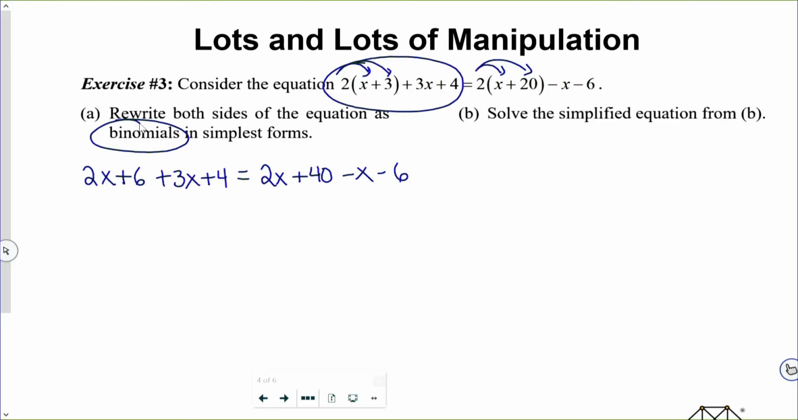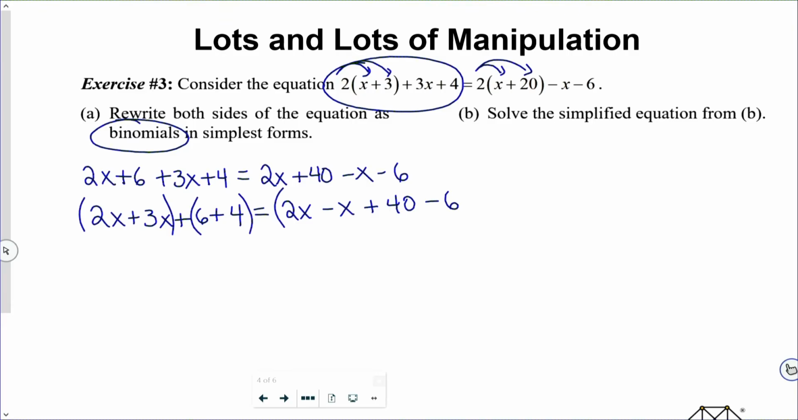Now I want to do some work where I combine like terms. So in that case, what I'm kind of doing is I'm using things like the commutative and associative properties to rearrange my terms, right? So I flip-flop the left-hand side, so instead of 2x plus 6 plus 3x, I have 2x plus 3x plus 6. Same thing on the right-hand side. I'll flip-flop things so that we group those x's together, right? Now we're going to do the associative property. You don't have to throw the parentheses in here, but I like to do it to really emphasize the associative property. I have now 2x plus 3x, which is 5x, 6 plus 4, which is 10. On the other side, I've got 2x minus x, which is 1x, and 40 minus 6, which is 34.